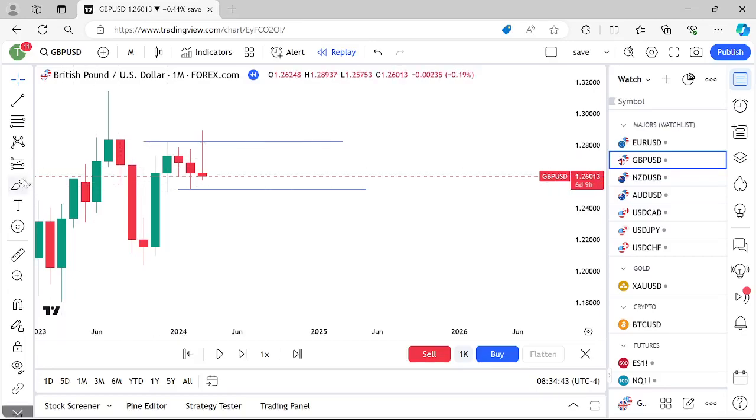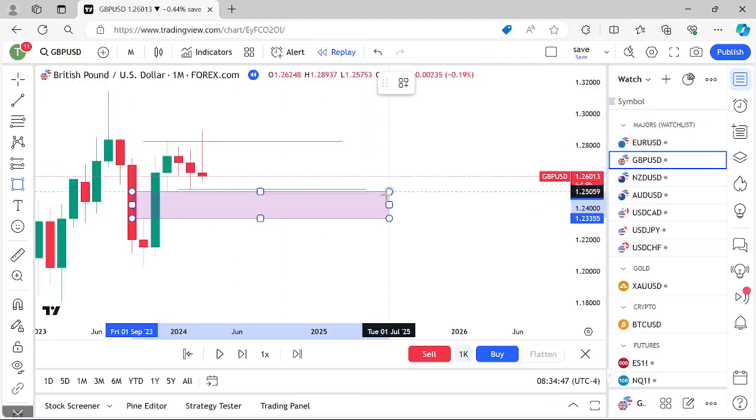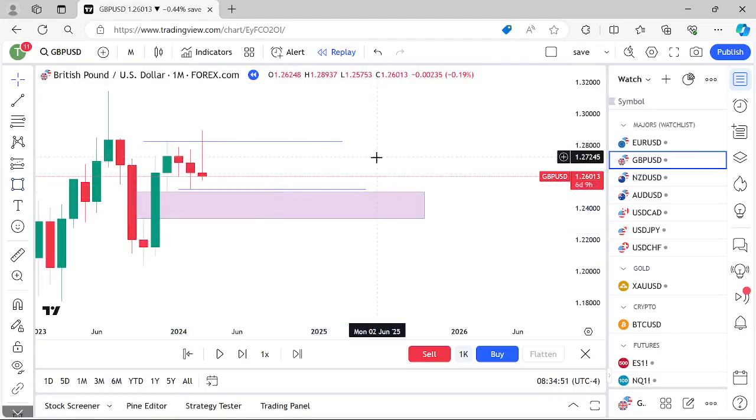Not only do we got that, but we have internal range liquidity. Price takes external, seek internal. Look, this is liquidity as well. Not just old highs and old lows, okay? That's what we call external range liquidity. Old highs, old lows, again, swing highs, swing lows, external range liquidity. This is what we call internal range liquidity, imbalances, okay?